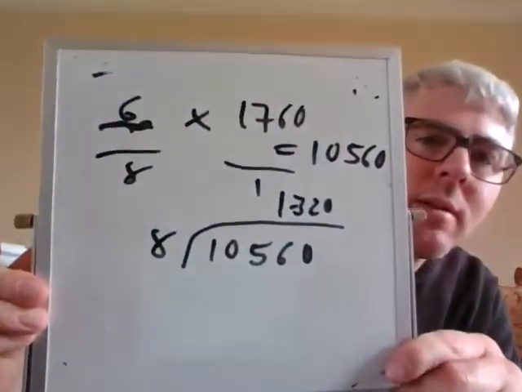And then if I just do this as well, sorry about this, 6 times 1760. So that's 6 times 1760 there. So the answer is 10,560. And then I'm just going to do this. So the first bit is 6 times 1760, which is 10,560. Then I've said 8 into 10,560, and it gives you 1320. Just wanted you to see that.